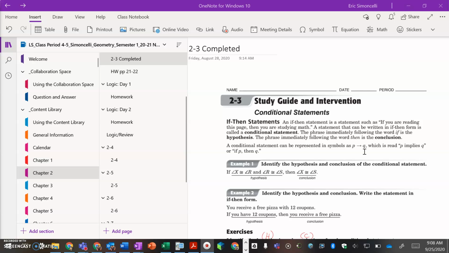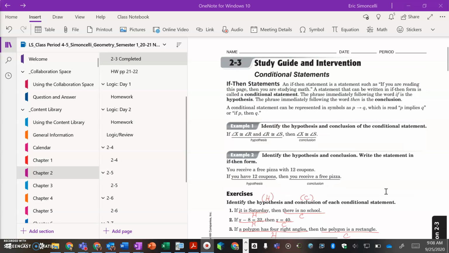But if-then statements are very, very crucial in a lot of what we do, not just in geometry and really not just in math classes per se, but in everyday life. We use if-then statements all the time.